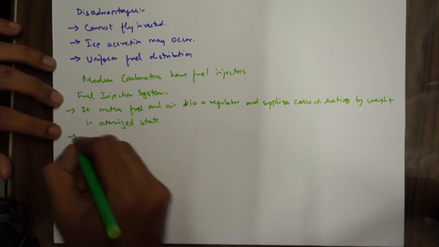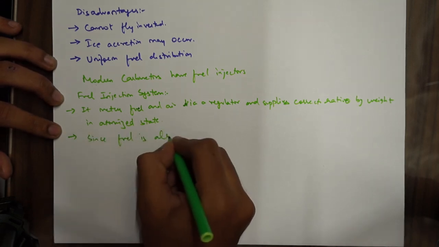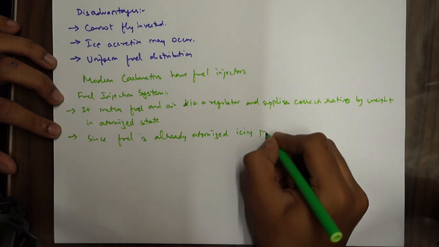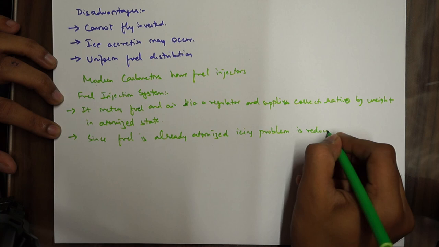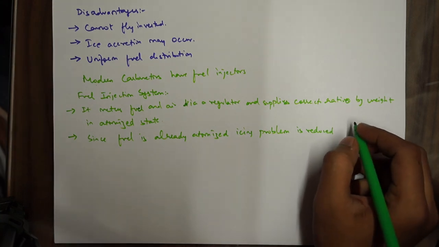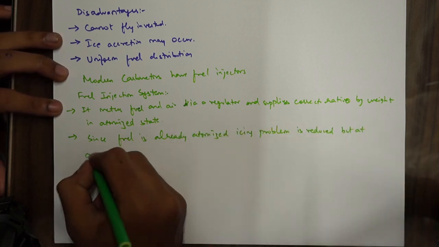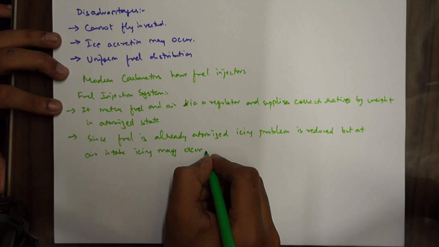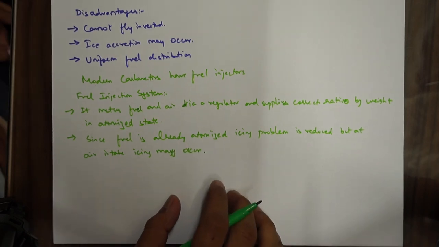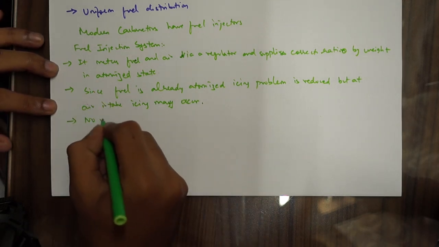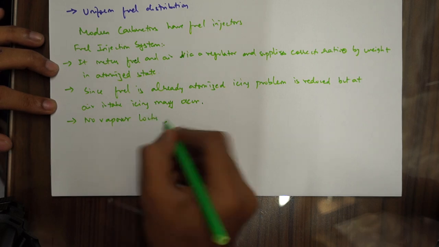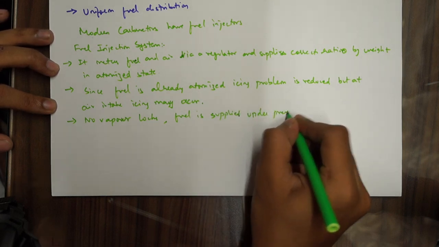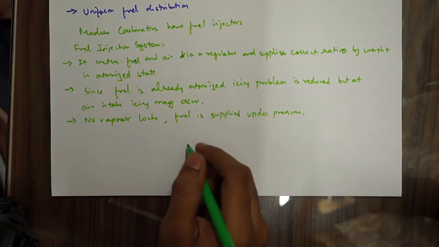Now since fuel is already atomized, the icing problem is reduced, rather nil in fact. But at the air intake, icing may occur. Okay, now there are no vapor locks, because fuel is supplied under pressure. Of course the disadvantages are removed.